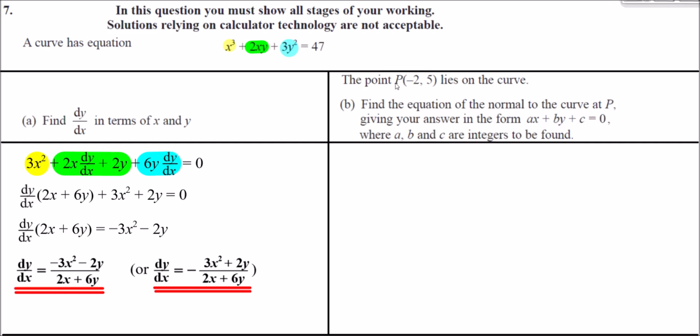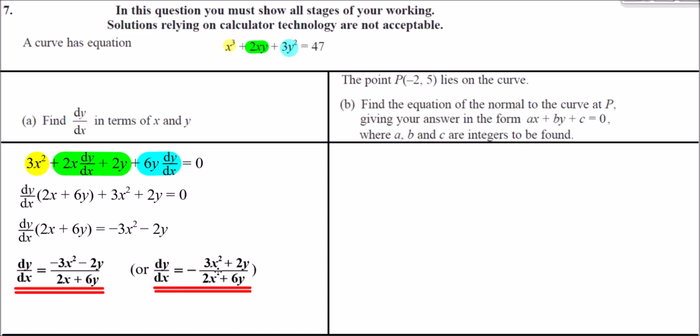Next, for part B, we're told this point P, which is at minus 2 and 5, lies on the curve. We need to find the equation of the normal, not the tangent, but the normal to the curve at point P. Give your answer in this particular form, where A, B and C are integers to be found. Well, if we can find the gradient of a tangent, the gradient of a normal will be the negative reciprocal of that.